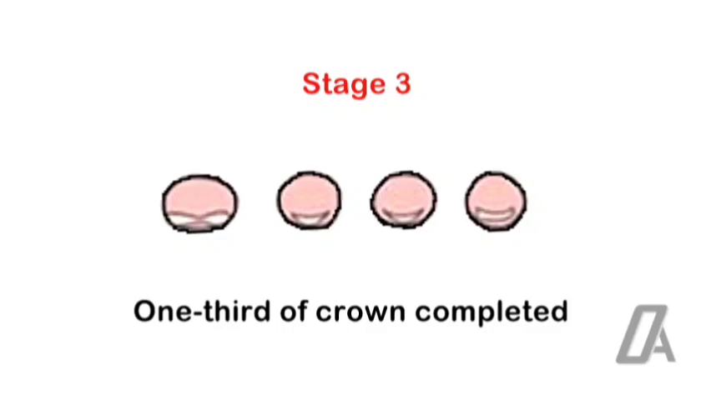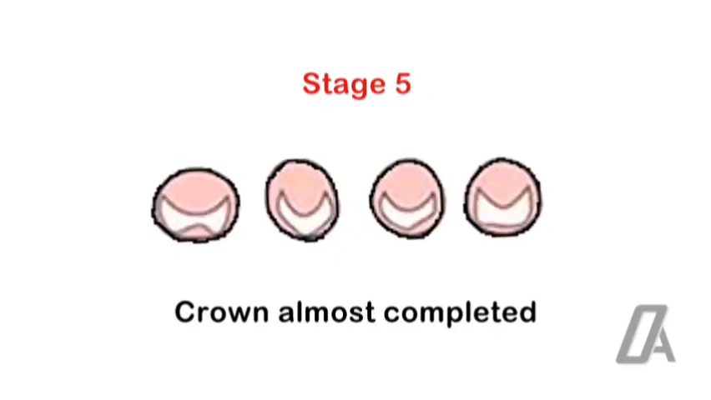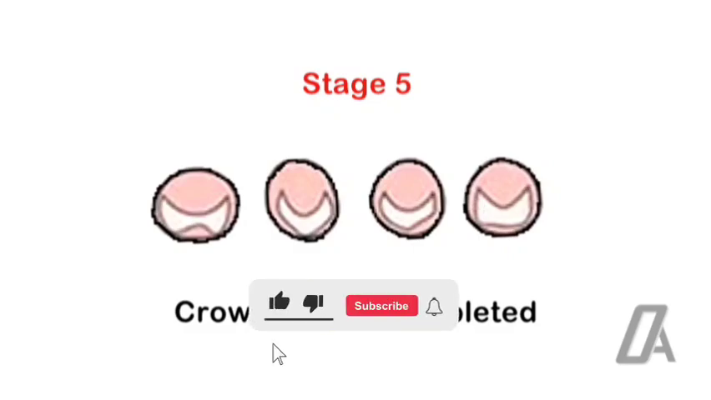Stage 3. 1/3 of crown completed. About 1/3 of the crown is formed, and the tooth shape starts to take form. Stage 4. 2/3 of crown completed. 2/3 of the crown is now mineralized, and the enamel cap is shaping up. Stage 5. Crown almost completed. The crown is almost done, just a bit more enamel formation to go.